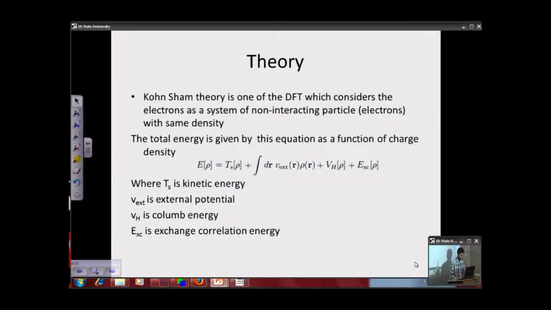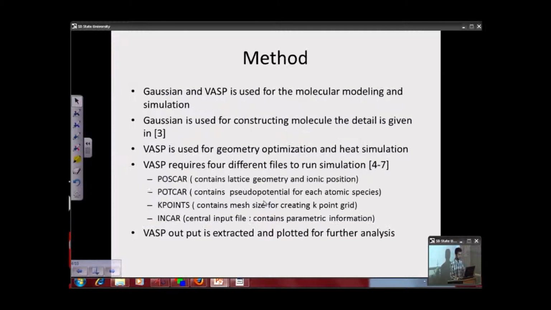This is the theory. Here I have included the total energy for DFT theory, which considers the electron as a system of non-interacting particles with the same density. The total energy is given by this equation, which is dependent on charge density. I'm not going through details of this one.